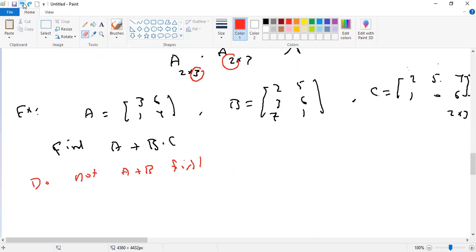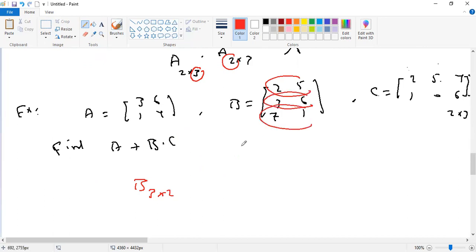How to multiply B times C? See, students. What is B? B is 3 by 2, because I have 3 rows and 2 columns. And what is C? C is 2 by 3. See it again here: 3 by 2, but this one is 2 by 3. Can they be multiplied? Yes, they can be multiplied.